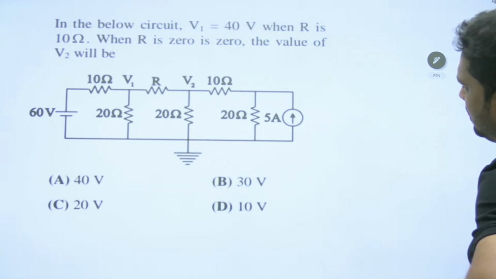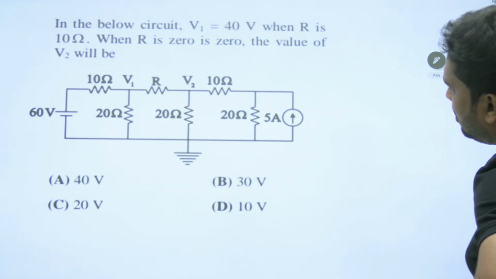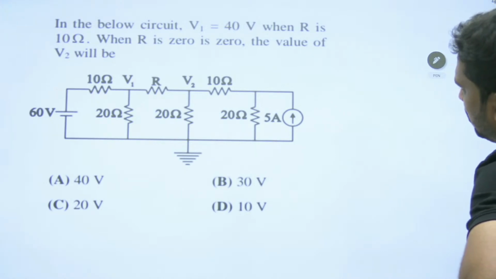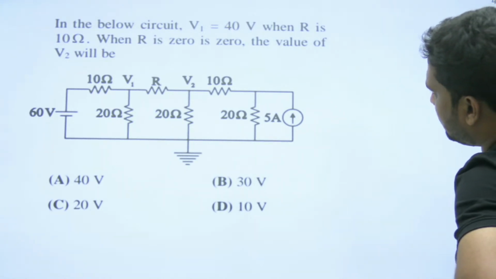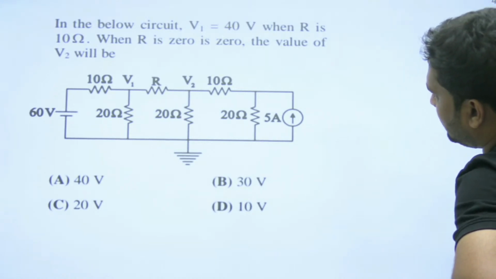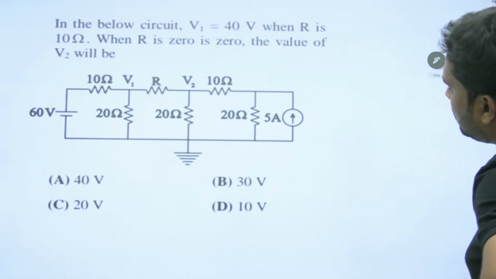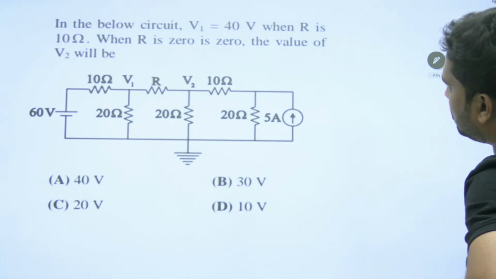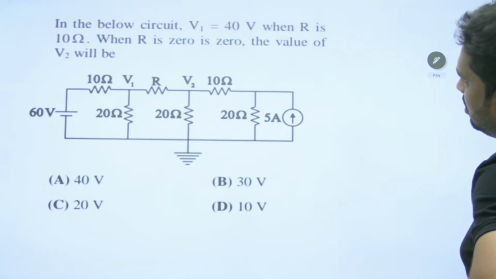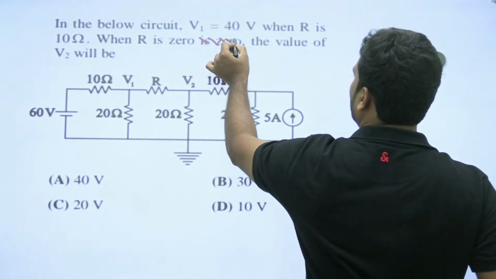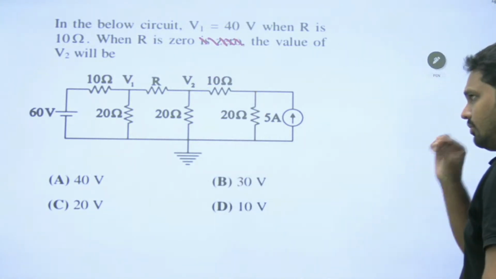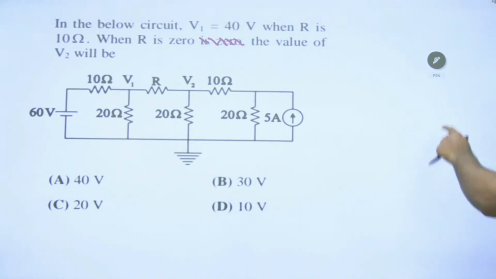I think something is missing in this question here. When r is 0, maybe v1 is 0. In that case, what is the v2? V2 will also be 0 in that case because it is short circuit. Maybe it is printed two times. This is the correct.